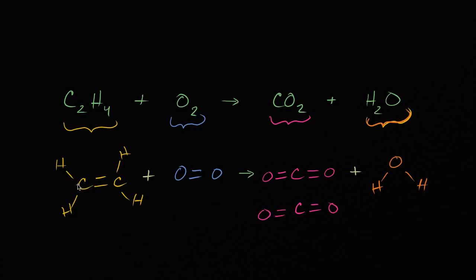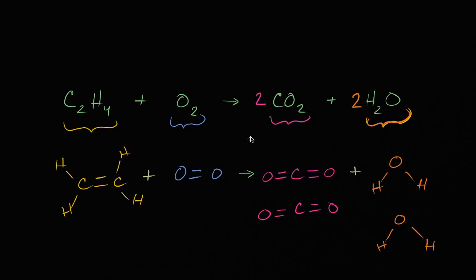So now we've balanced the carbons: 2 carbons on the reactant side, 2 carbons on the product side. And then you go to the hydrogens. You say, okay, we have 4 hydrogens here. We only have 2 here. Well, what if we had 2 of these water molecules? So let's draw another water molecule here. So OH. And actually, let me write this right over here. So now we have 2 of these, and now we have 2 of these.